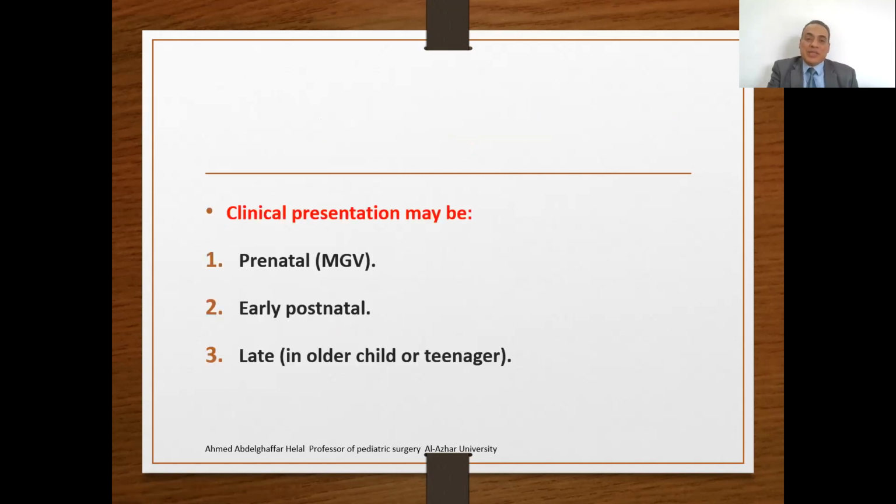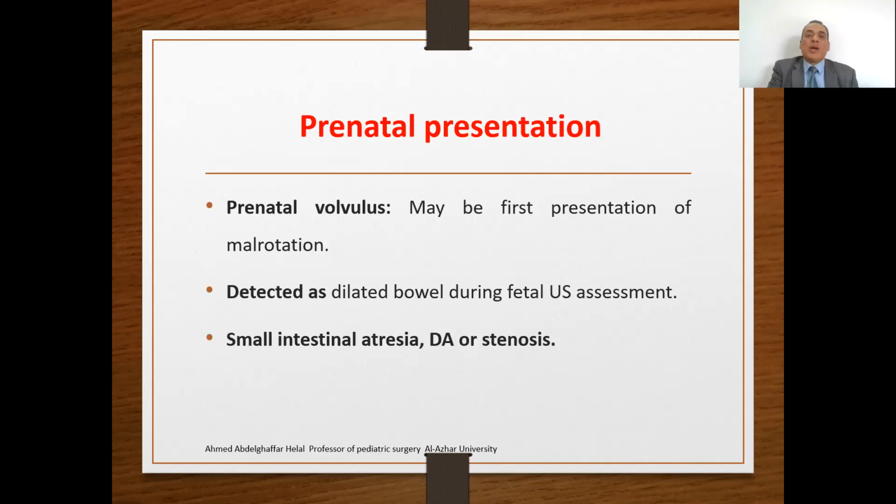The clinical presentation of intestinal malrotation may be prenatal presentation, early postnatal presentation, or late presentation in an older child. So we may have 3 forms of presentation. The first one is the prenatal presentation. We mean by prenatal presentation, prenatal volvulus.